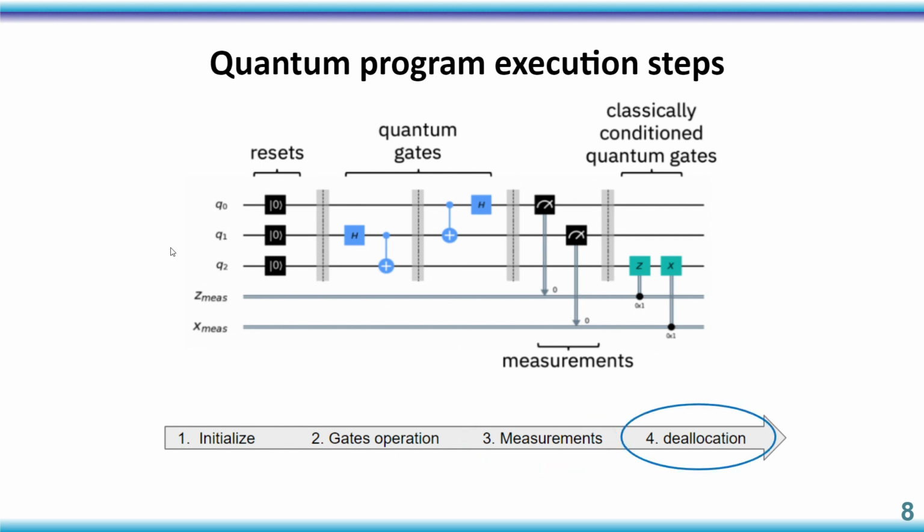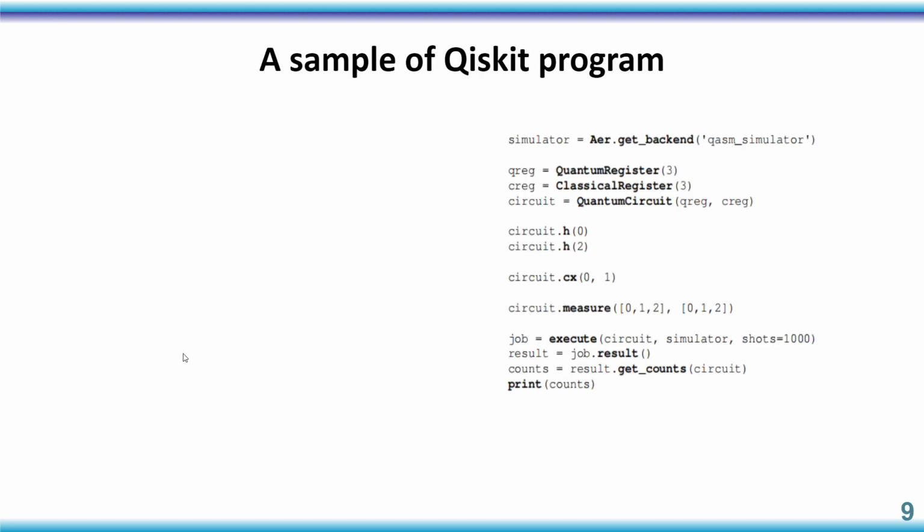Deallocation is crucial to receive and release the qubits safely. Otherwise, the auxiliary qubits in the entangled state will affect the output. This is a simple Qiskit program that illustrates the entire workflow of a quantum program.